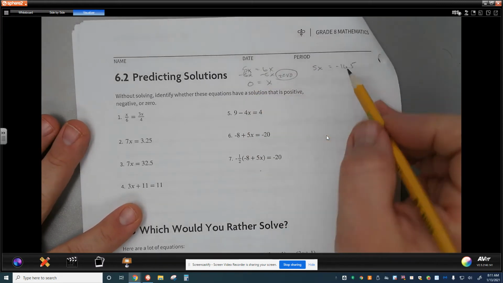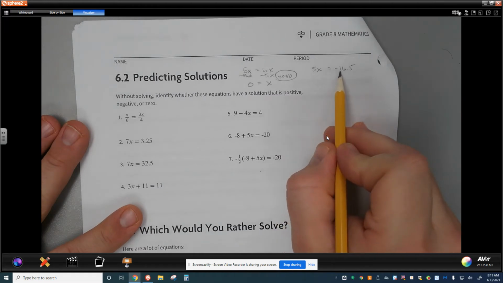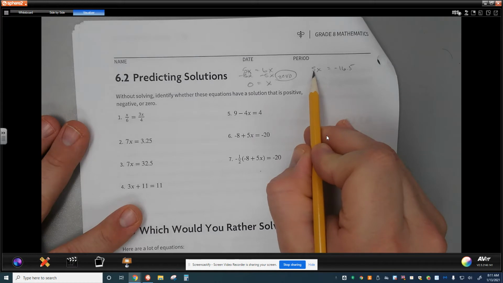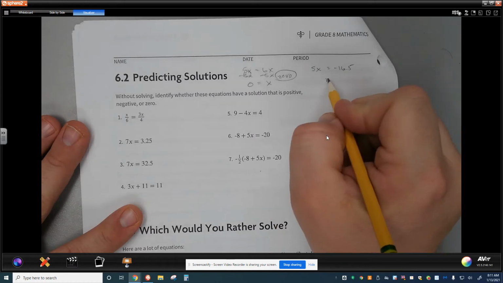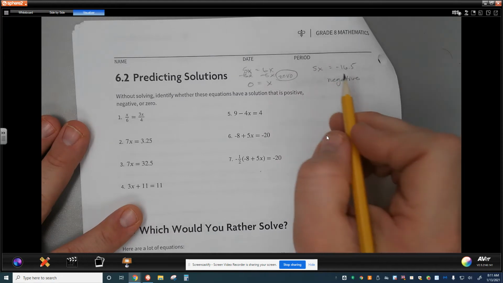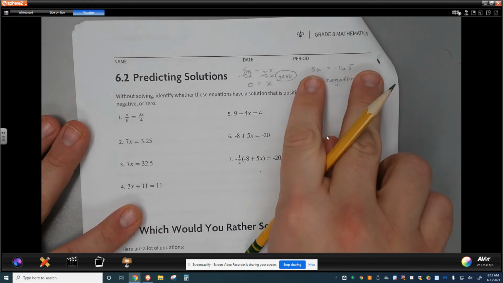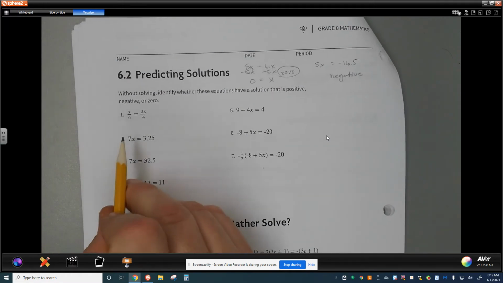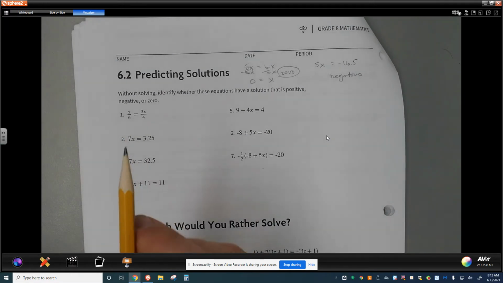There's another thought right here. If I have 5 times x is equal to a negative coefficient, I know that dividing a negative by a positive is going to be a negative number, so I know my solution here is going to be negative. Likewise, if I had just two positive numbers on both sides, I'm going to get a positive outcome. So let's take a look at these right here and make some decisions.